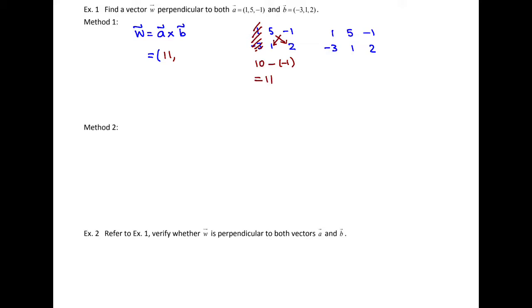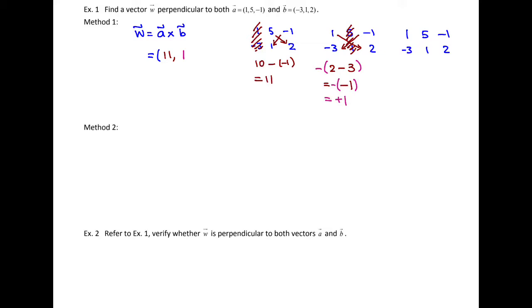Now let's do it again for the Y coordinate. Once again, we block out the Y column, which is the second column. Then we do 1 times 2, which is 2, minus negative 1 times negative 3, which is 3, which will give us a negative 1. However, in linear algebra, the second column always needs to be multiplied by another negative 1. So we say negative of 2 minus 3, which means negative of negative 1, which will become a positive 1. So that's a positive 1 here.